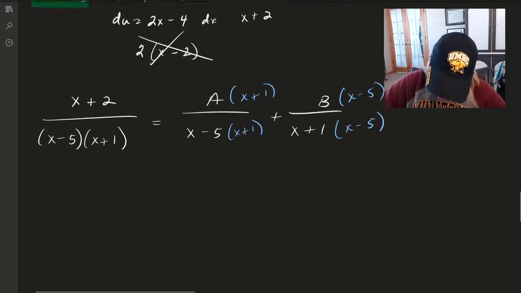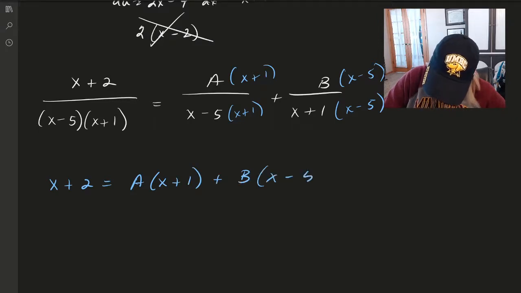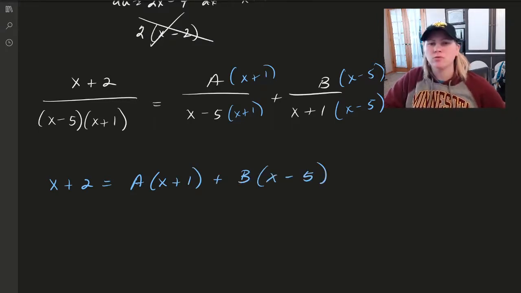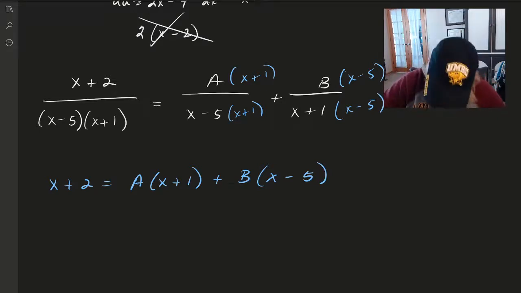Sometimes you'll get so good at this that you can jump straight to x plus 2 equals a times x plus 1, but be really careful. Make sure you're writing out those steps where you put a over a factor, so that when you put a and b back in, you're putting them over the correct factors. Don't mix them up.